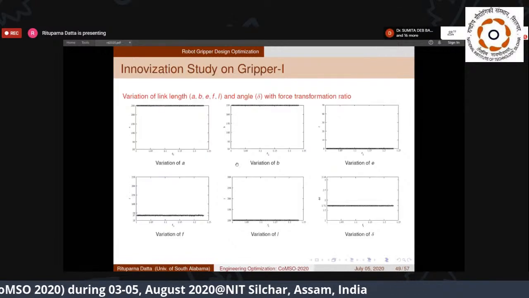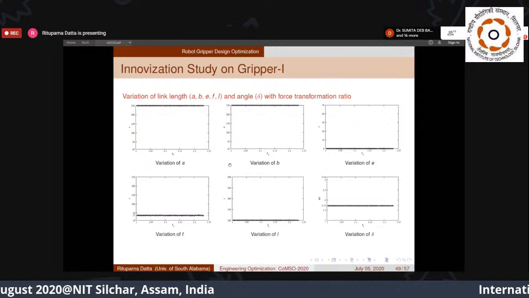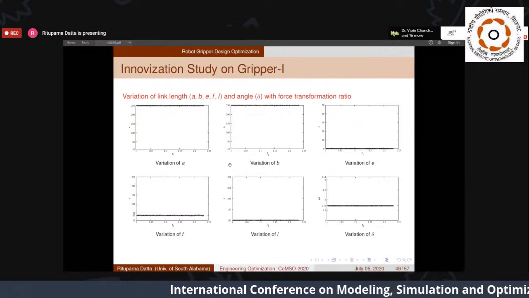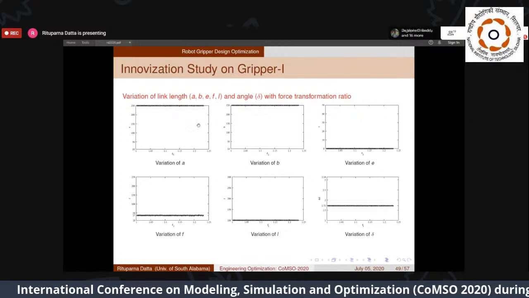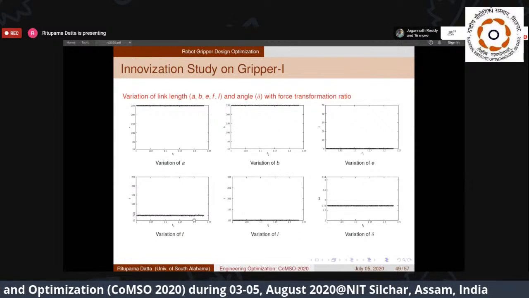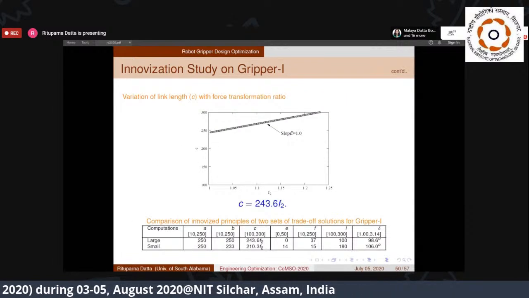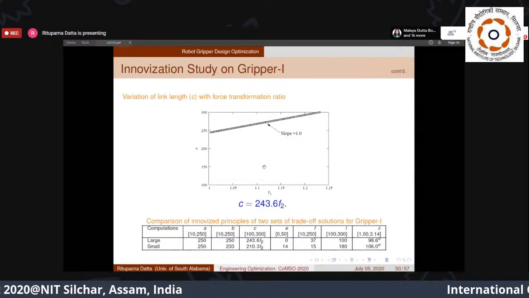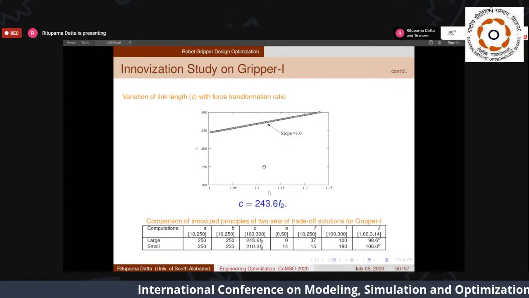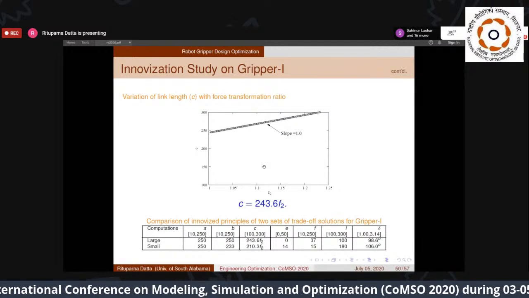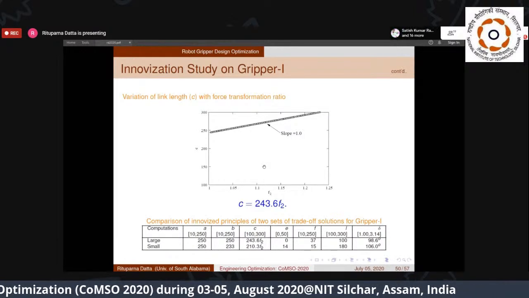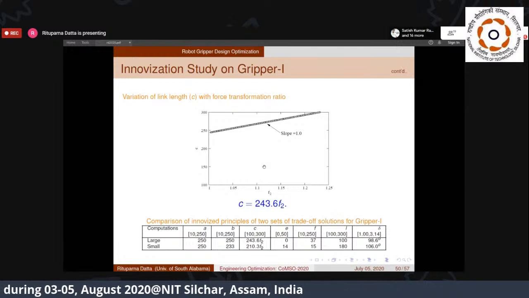So then we tried to see the relationship between each variable and the objective function. And we have seen that most of the variables either got stuck at the lower bound, upper bound, or intermediate bound. Only the last link is varying with the objective function. And it gave us the motivation that by changing the last link and keeping the other links and joint angles fixed, we can grip different objects.